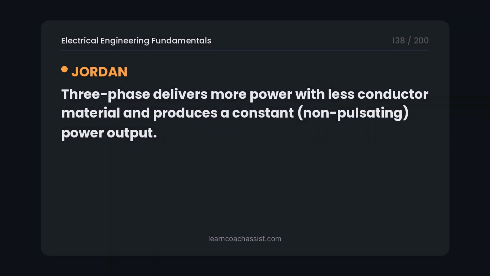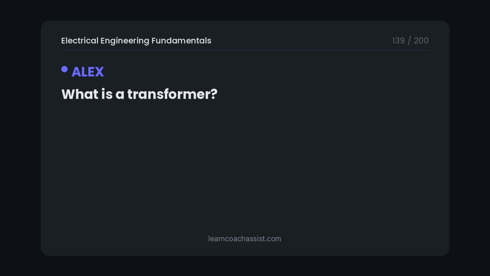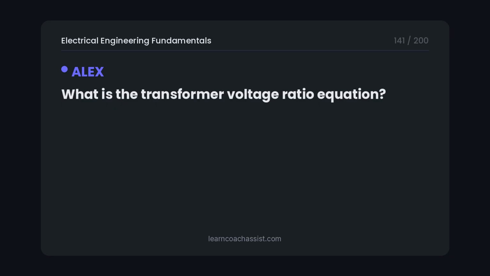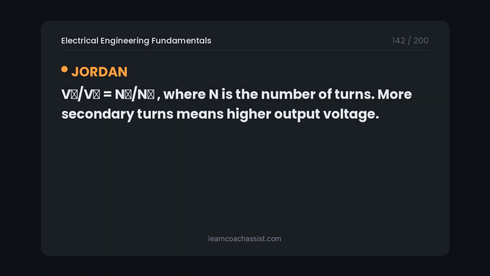Three-phase delivers more power with less conductor material and produces a constant, non-pulsating power output. What is a transformer? A device that transfers AC electrical energy between circuits via electromagnetic induction, changing voltage levels. What is the transformer voltage ratio equation? V1/V2 equals N1/N2, where N is the number of turns.